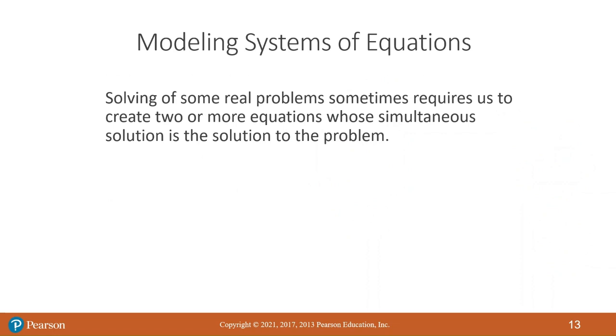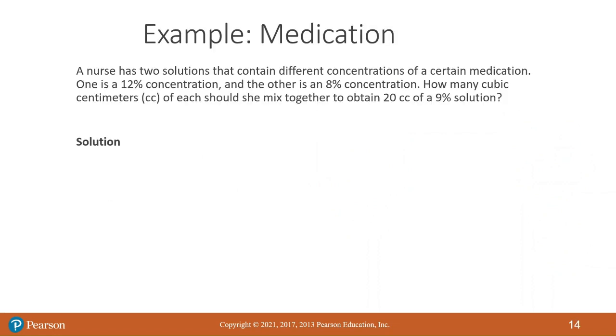Solving some real problems sometimes requires us to create 2 or more equations whose simultaneous solution is the solution for the problem. In this example, we'll talk about medication. A nurse has 2 solutions that contain different concentrations of a certain medication. One is a 12% concentration, the other is an 8% concentration. How many cubic centimeters of each should she mix together to obtain 20 cc of a 9% solution?